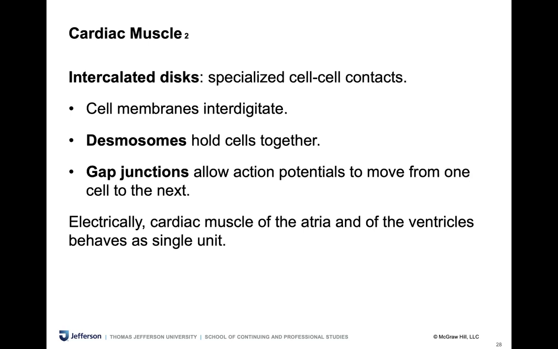Cardiac muscle tissue will also have intercalated discs, which are specialized cell-to-cell contacts. This allows cell membranes to interdigitate. Desmosomes will hold the cells together, and the gap junctions will allow action potentials to move from one cell to the next. Electrically, cardiac muscle of the atria and the ventricles behaves as a single unit. You don't want part of your heart contracting and another part not contracting.